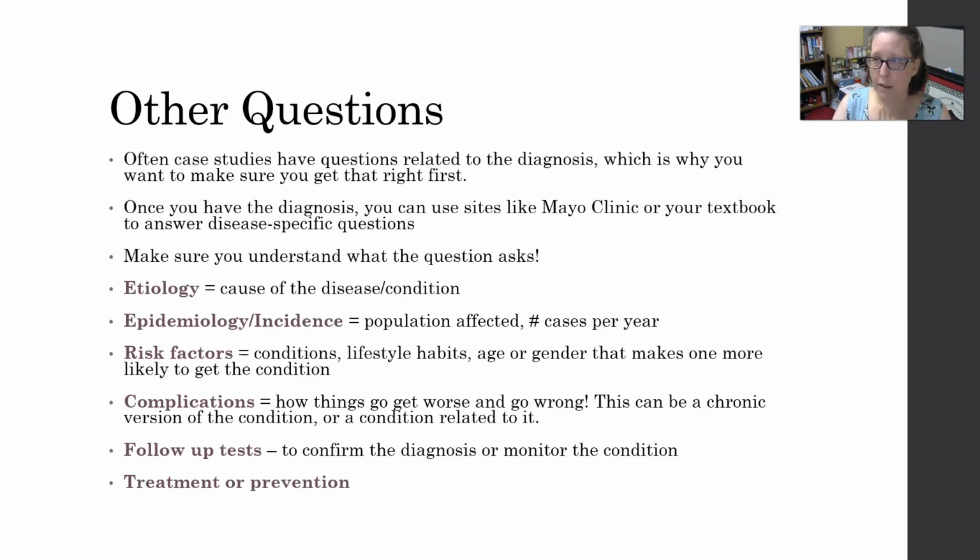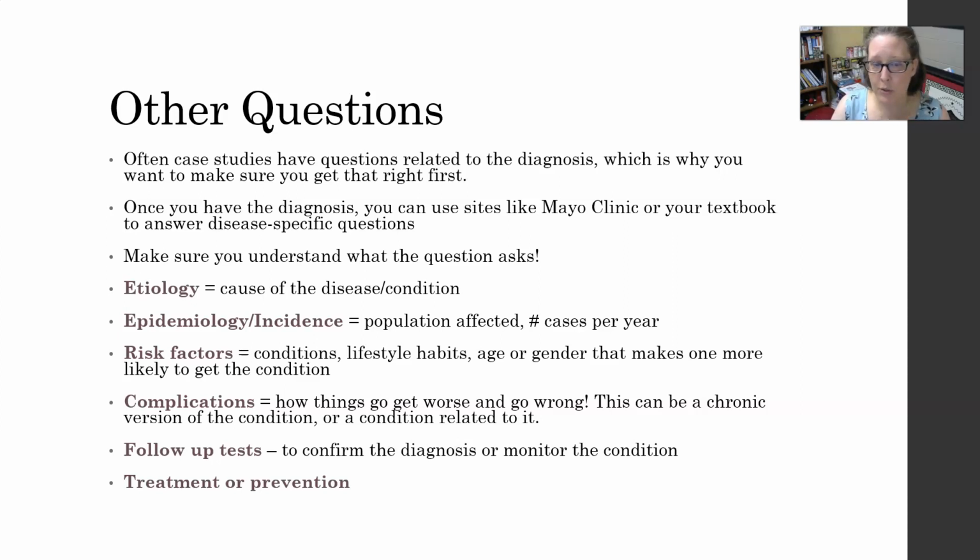Risk factors. This is one that my students often get wrong. Risk factors are conditions, lifestyle habits, age, or gender that make one more likely to get the condition. So for example, with smoking, a risk factor of lung cancer is going to be the habit of smoking. Okay, so there you go. There's a lot of things there, and once you get the disease or condition you can find that information from Mayo Clinic or other typical websites. I always prefer you stick with .org or .edu websites and stay away from commercial websites.